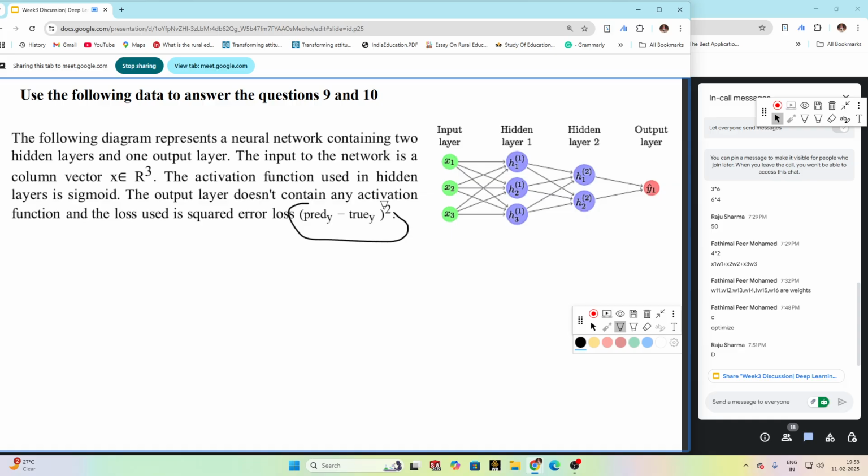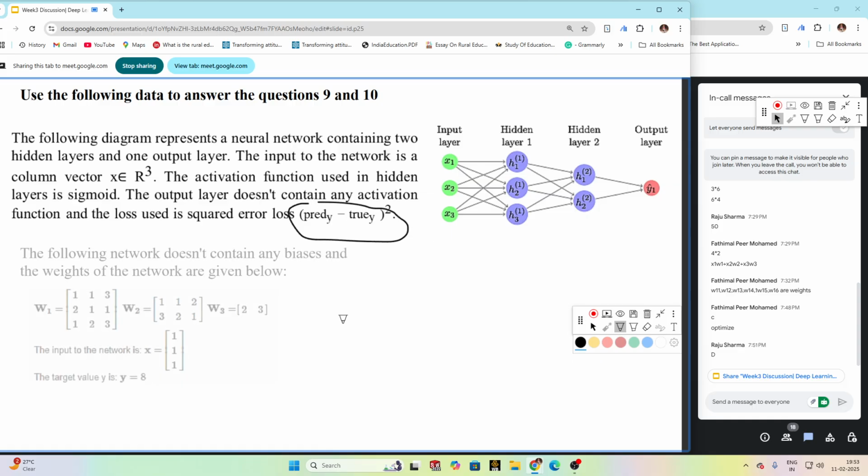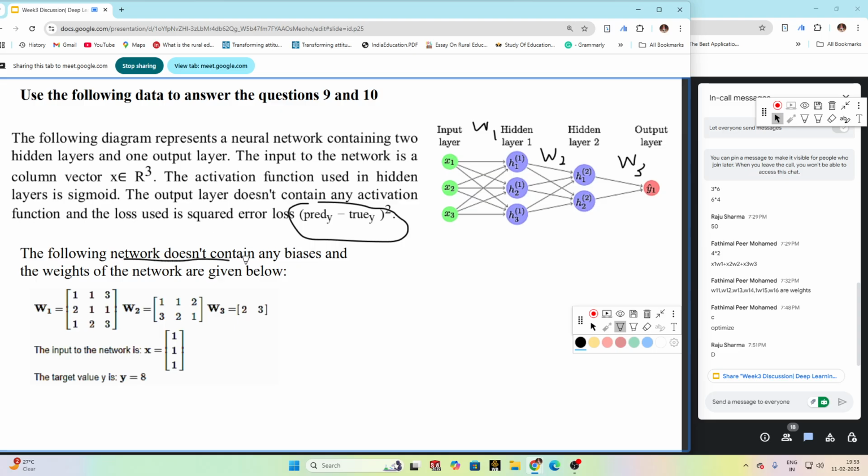The loss is (predicted y minus y) whole square. So W1, W2 and W3 are the weights, and all your weights are given. The network does not contain any biases, so b is 0 for all the neurons. The input to the network is x1, x2 and x3, where x1 is 1, x2 is 1 and x3 is also 1. And the target value is y equals 8.